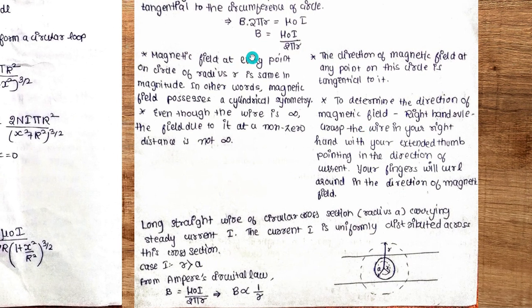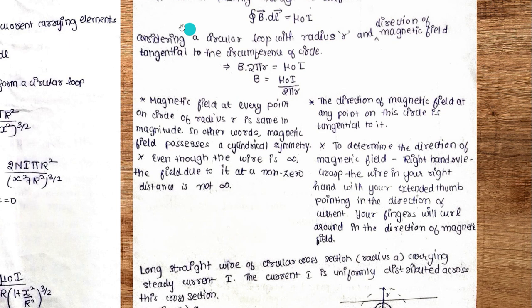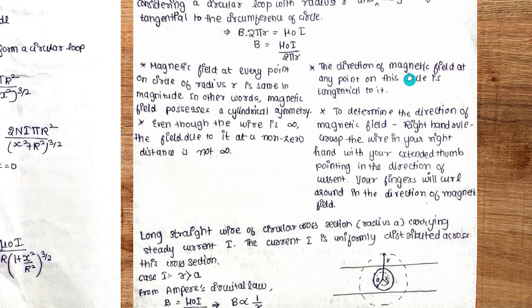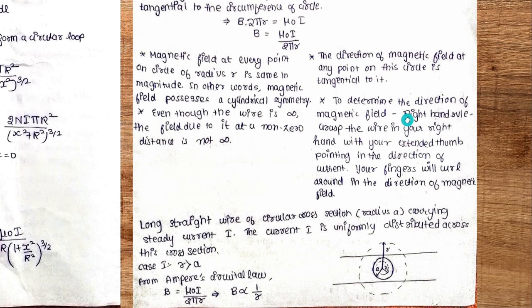Now, the magnetic field at every point on the circle with radius r is the same in magnitude. In other words, the magnetic field possesses a cylindrical symmetry. Now the direction of the magnetic field at any point on this circle is tangential, right? As we considered a circle, the direction of the magnetic field at any point on this circle is tangential to it.